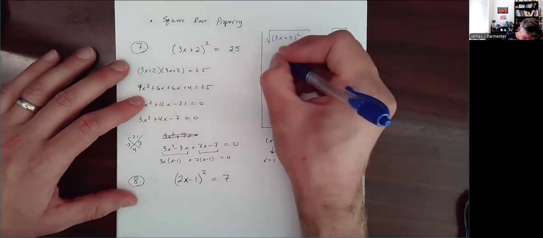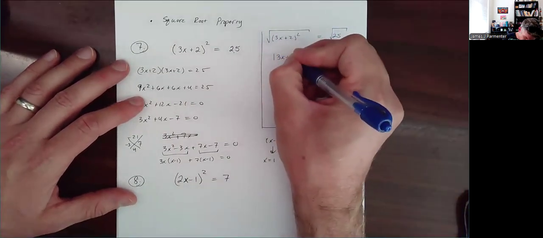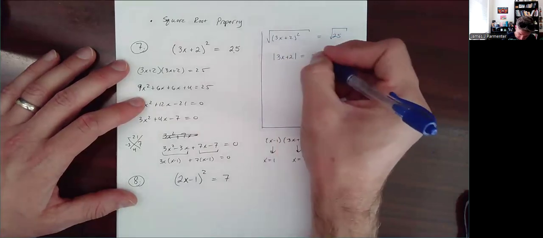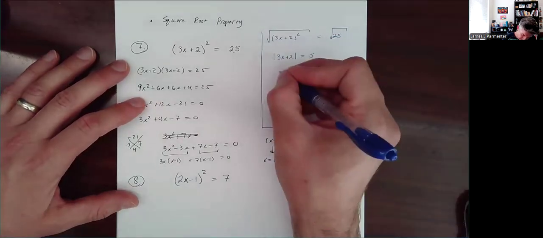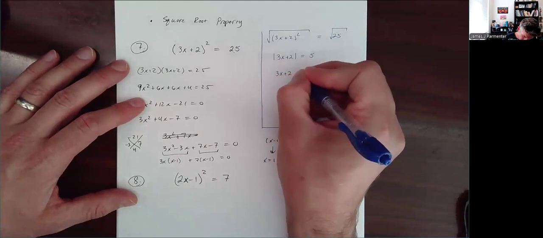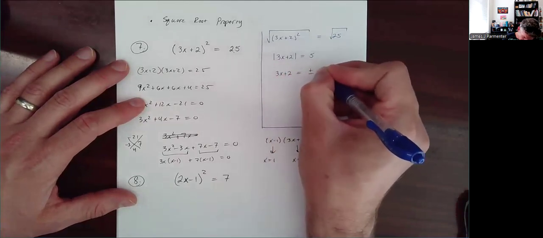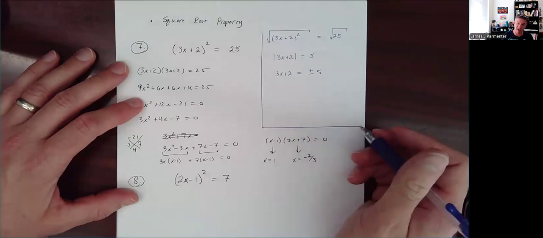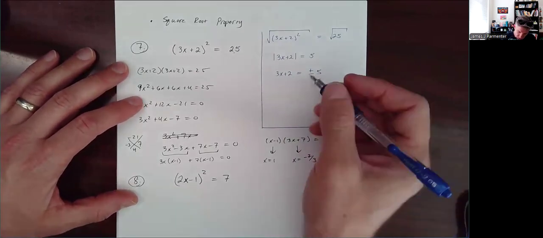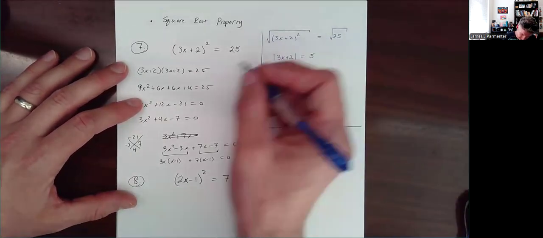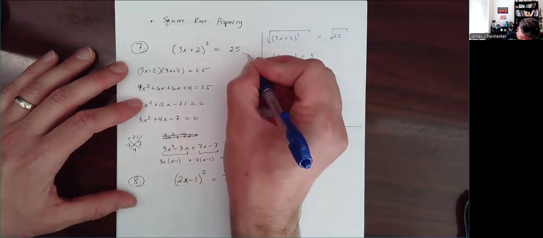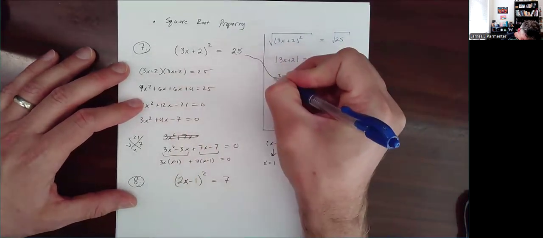So what you're really saying is the absolute value of 3x plus 2 equals the square root of 25, which is 5. But that means that 3x plus 2 could either equal positive 5 or negative 5, because the absolute value of 5 is 5 and the absolute value of negative 5 is 5. So usually we skip all this though, and we just say, oh, if you're taking the square root of both sides, you're going to get straight down to that right there.